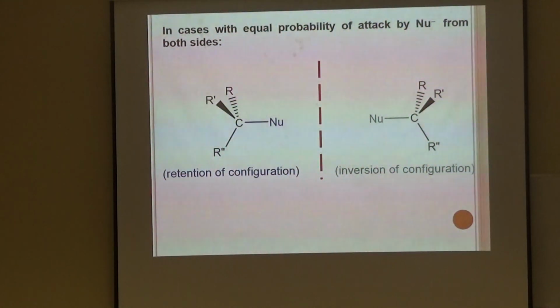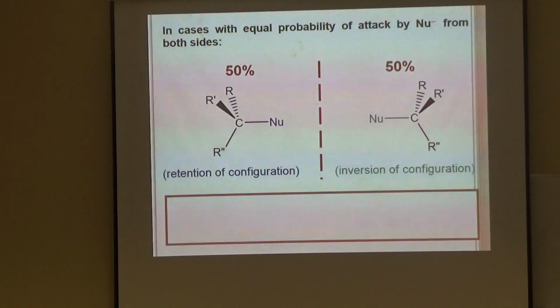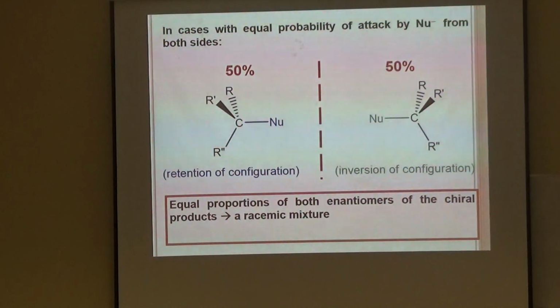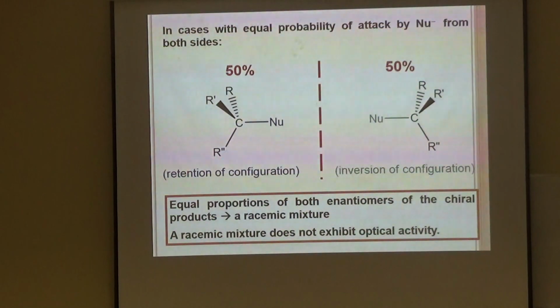Okay. Now when you have equal amounts of the enantiomers in the same mixture, we call that racemic mixture. And racemic mixture does not exhibit optical activities. You see, right from the beginning of the chapter, I was trying to tell you that you need to know your primary, secondary, and tertiary, because with that information, you can decide which mechanism to draw. Now I'm giving you another piece of information.